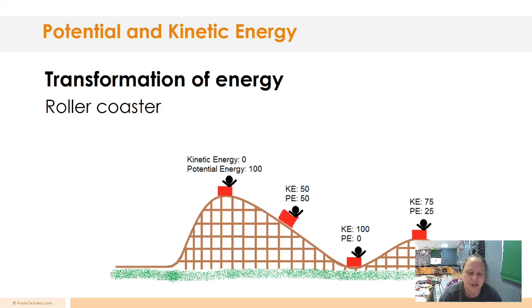If you look, it goes up to the tallest hill, and when it's just about to tip over, it's at 100% potential energy. Then as it's going down, it starts going 50-50 because it starts to speed up. Then at the bottom, it's at its fastest, so it's 100% kinetic energy. And then when it starts to go back up a hill and it slows down a little bit, it starts to transfer back to potential energy.